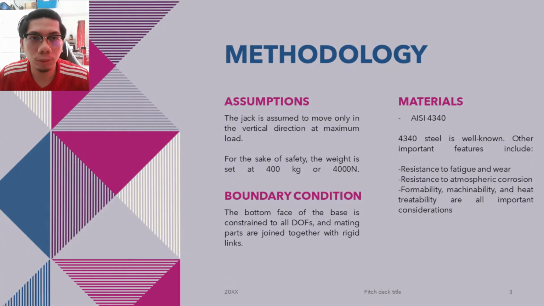Okay, now let's move to the last part of methodology, which is our material choice. We choose AISI 4340, known as high strength steel. Why do we choose this material? Because it is resistant to wear and tear, and next resistant to atmospheric corrosion, and the last one is the formability, machinability, and heat treatability of this material.